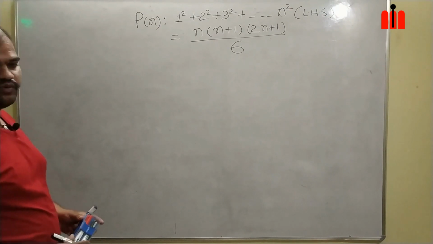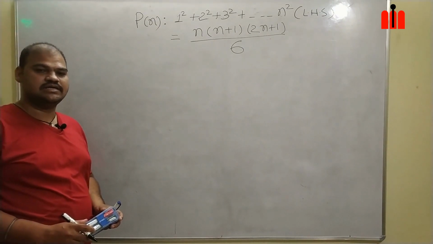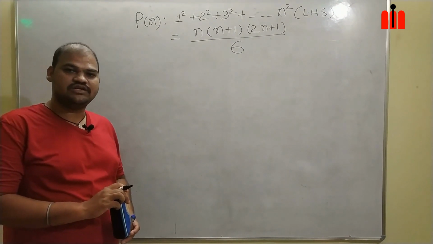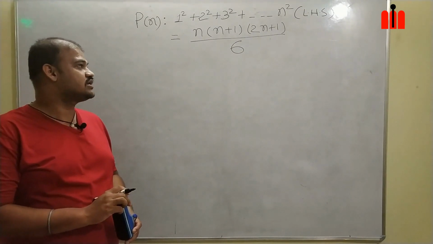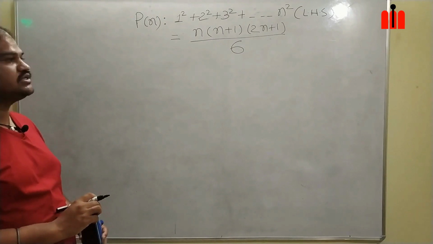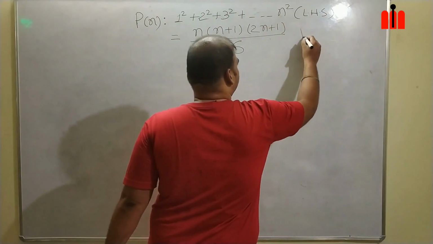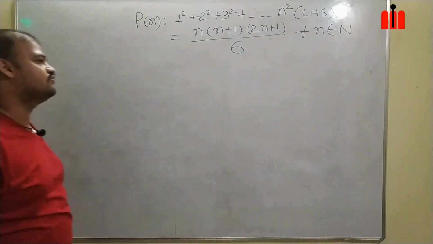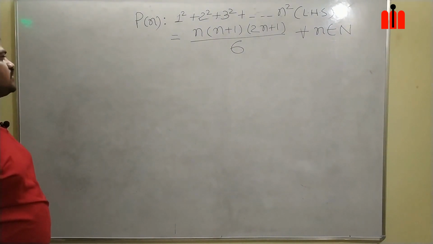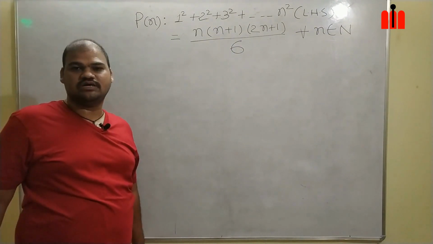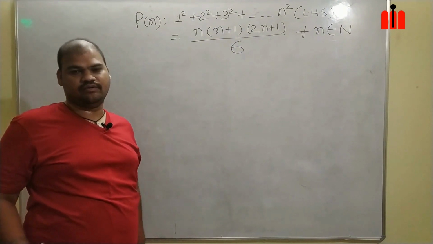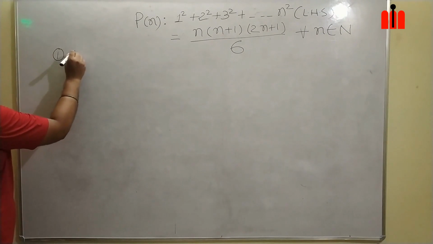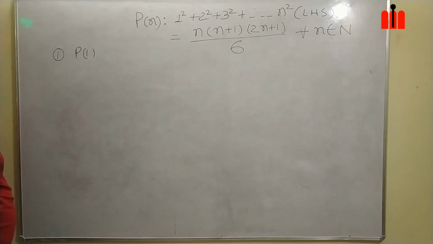Now, my principle of mathematical induction is a 3-step procedure. In this 3-step procedure, the first step is to check for the initial value. For this domain I hadn't written, it is for all n belongs to natural numbers. As all n belongs to natural numbers, my initial value will be 1. So my first step is to check whether P1 is true or not.